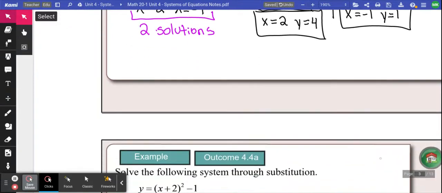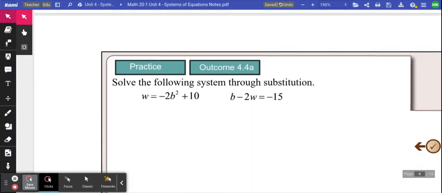Let's do another one. I think I have two more left. You have two more left? Oh, yeah, two more left.